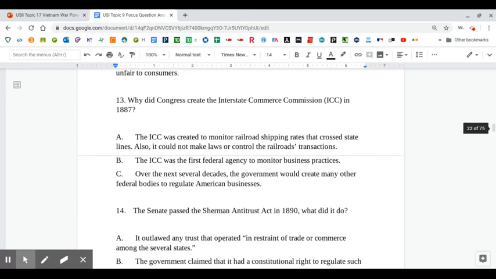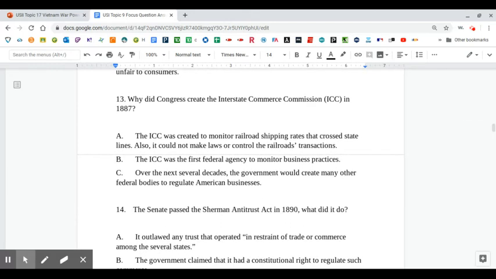So as a result, and we're going to see this as we move forward throughout the next few sections and chapters, during the 1800s into the early 1900s, we're going to discover problems within society, and it's going to be the role of the government to come up with solutions to address those issues. And one such solution was the ICC, the Interstate Commerce Commission.